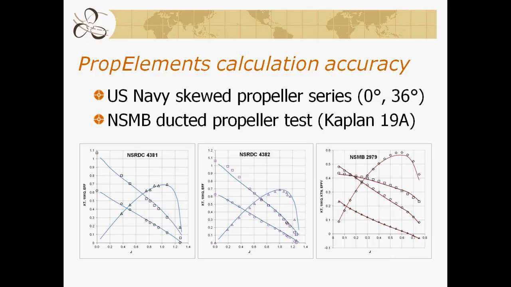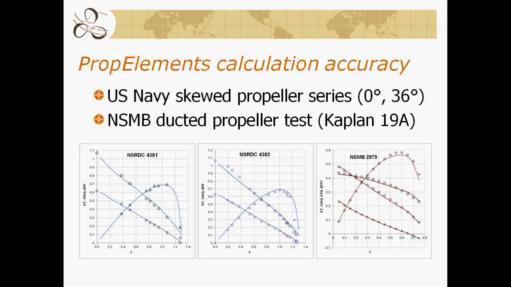The first 2 are from US Navy skewed propeller series. This first KT-KQ plot, we have the KT-KQ efficiency is for a 0 skew. This has the same fundamental propeller, but at 36 degrees of skew. And you can see we're modeling both quite acceptably. And this is a ducted propeller model.